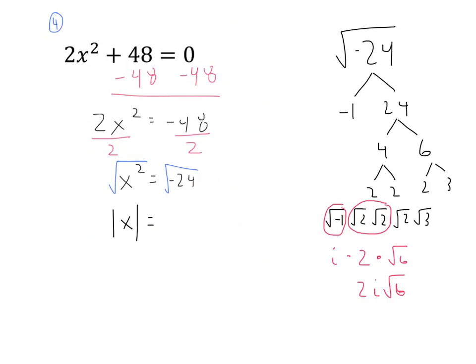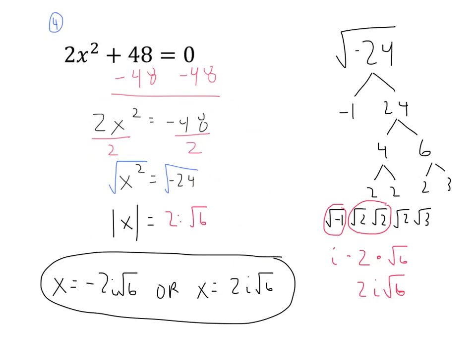Let's go back over here. So the absolute value of x is equal to 2i radical 6. Right? And what numbers have an absolute value of 2i radical 6? There are two answers. x could either be equal to negative 2i radical 6, or x could be equal to positive 2i radical 6. Those are your two solutions.